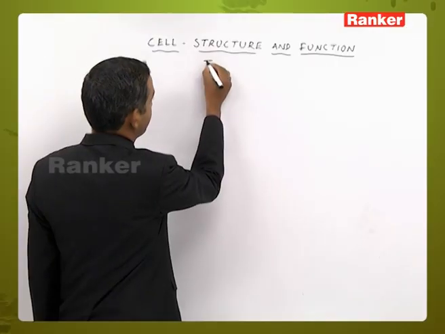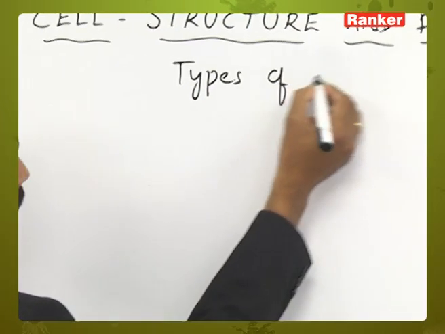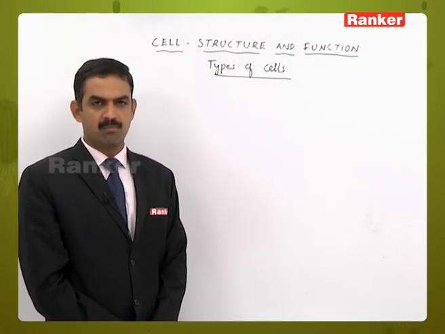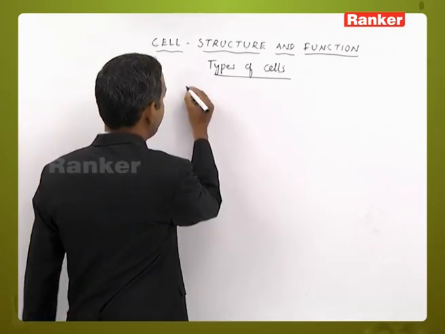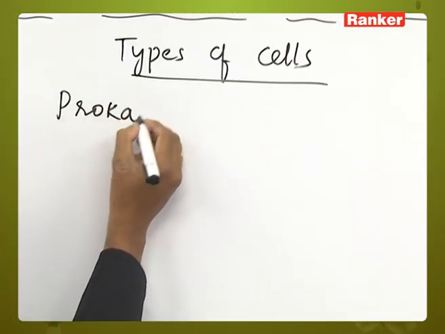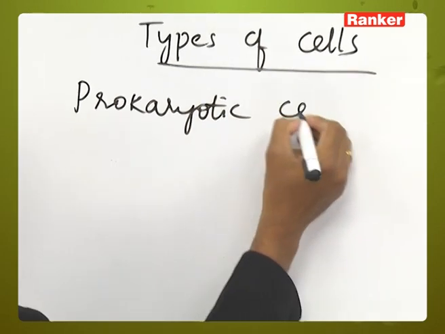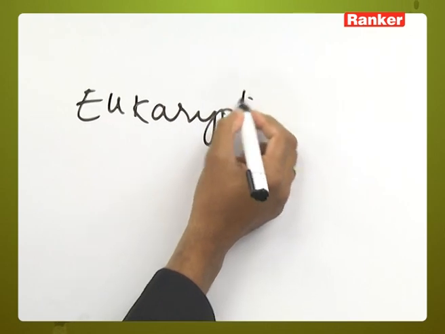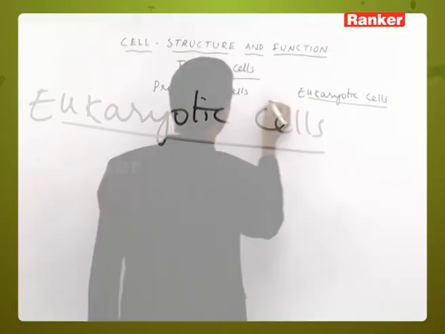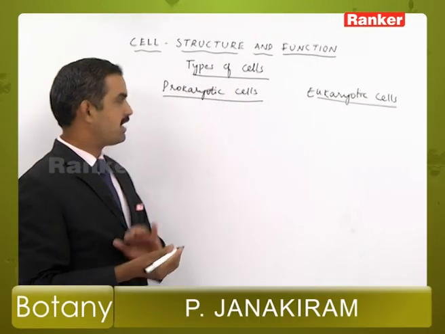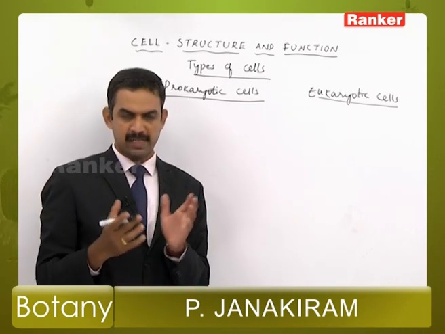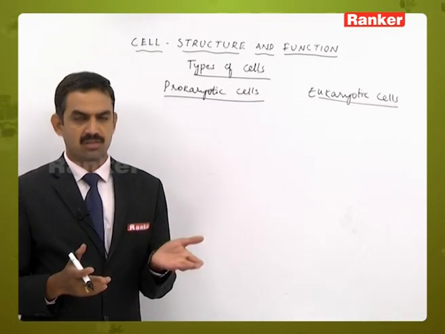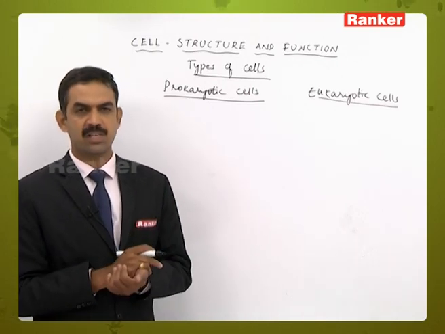Then types of cells. In living organisms, basically there are two types of cells: one is prokaryotic cells and the other is eukaryotic cells. These cells have been divided into two types based on some specific characters, based on the presence and absence of some structures, cell organelles, or different aspects of the cell.